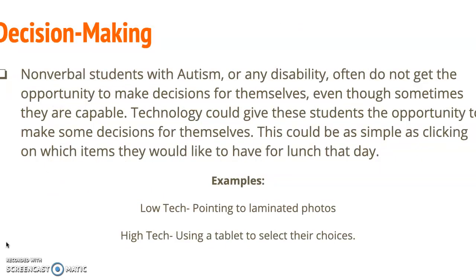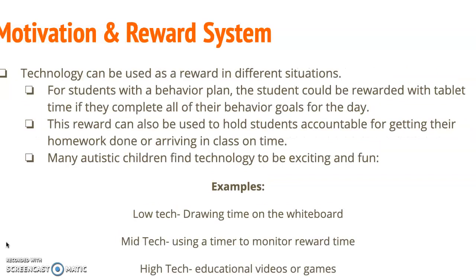Decision-making. Nonverbal students with autism or any disability often do not get the opportunity to make decisions for themselves, even though sometimes they are capable of doing so. Technology could give these students the opportunity to make some decisions for themselves. This could be as simple as clicking on which items they would like to have for lunch that day. A low-tech example would be pointing to laminated photos. A high-tech example would be using a tablet to select their choices.